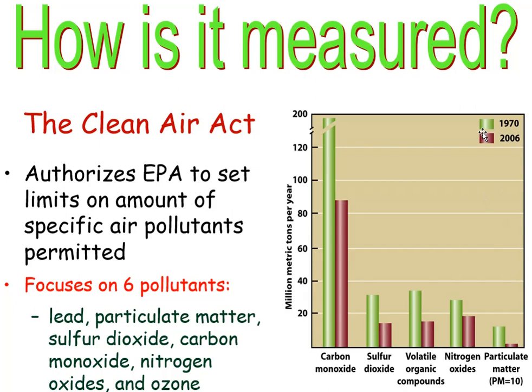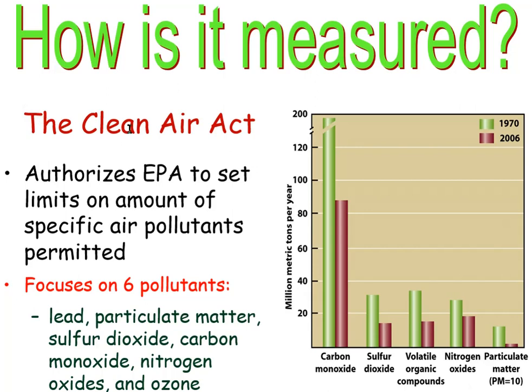Like the data is showing, in 1970 the carbon monoxide was very high, up to 200 tons per year. But now it has reduced to around 90 or something like that. Same for other gases. In 2006, it reduced even much more than that. So this is because of the Clean Air Act.